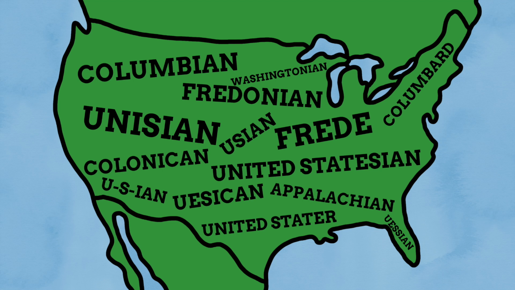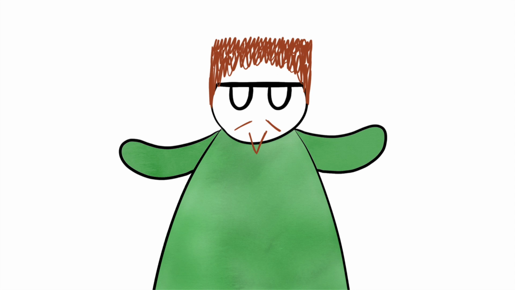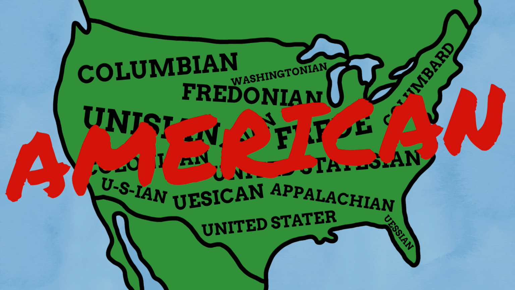This includes Columbian, Columbard, Fredonian, Unisian, United Statesian, Colonican, Appalachian, Usian, Washingtonian, USian, Usican, and United Stater. He also discovered some other terms which apply to a wider area of land in the USA, including Western Hemispherian, New Worlder, and North Atlantican. While these terms are pretty interesting, none of them have found widespread use or even attempted to usurp American.